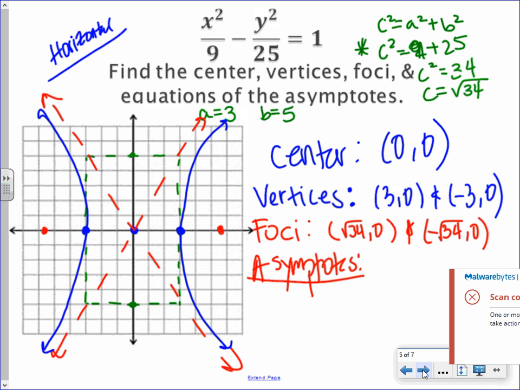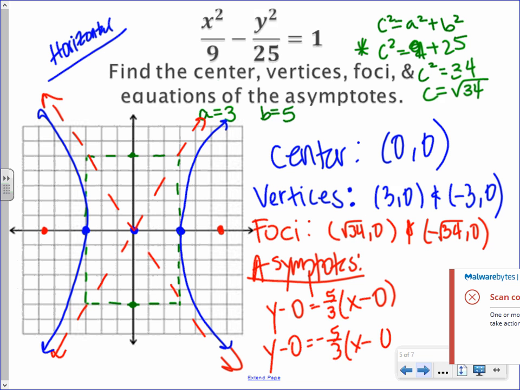From this point, we go up 5 and over 3, right? So this is y minus 0 equals 5/3 times x minus 0. Okay, y equals 5/3 x is fine. And then what about the other? What's going to be true about the slope of the other line? It's just going to be the exact opposite.